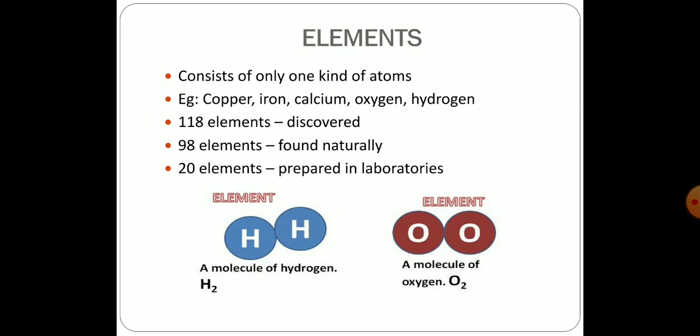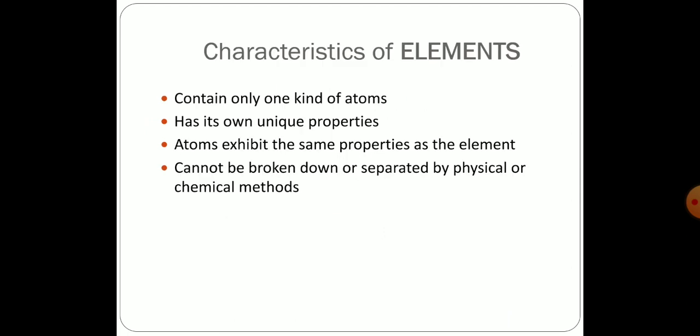So what are examples for elements? We have hydrogen and we have oxygen. They are made up of the same kind of atoms. A hydrogen atom and one more hydrogen atom combined will form one molecule of hydrogen. Similarly, one oxygen atom and another oxygen atom will combine to form the molecule of oxygen.